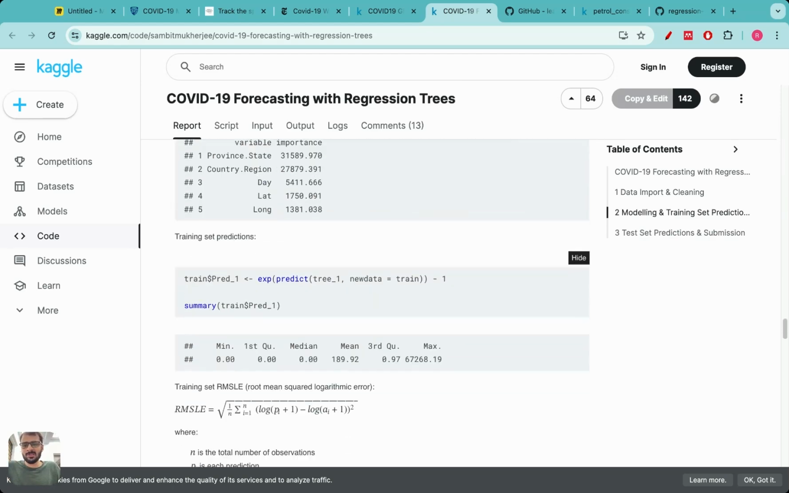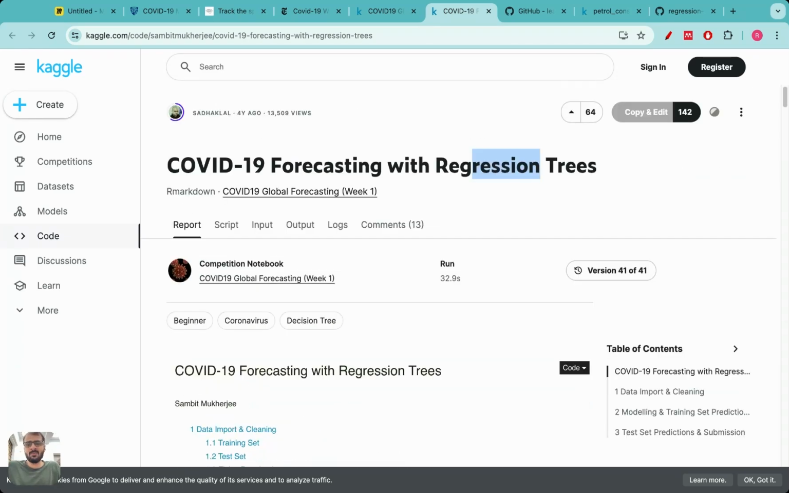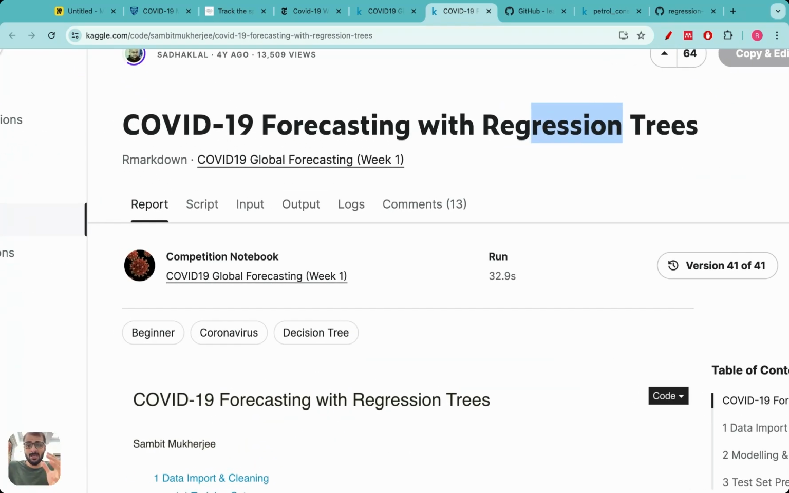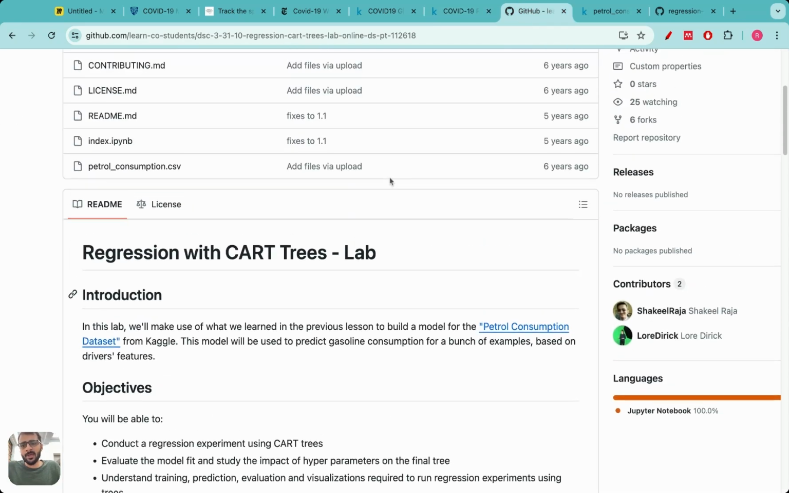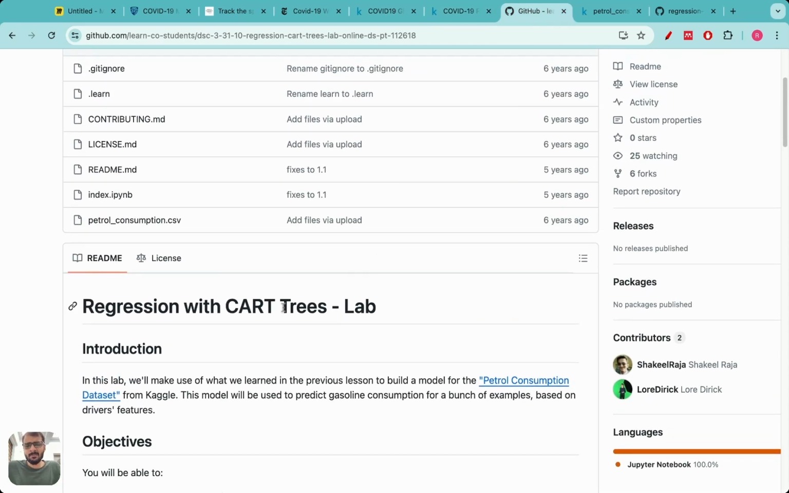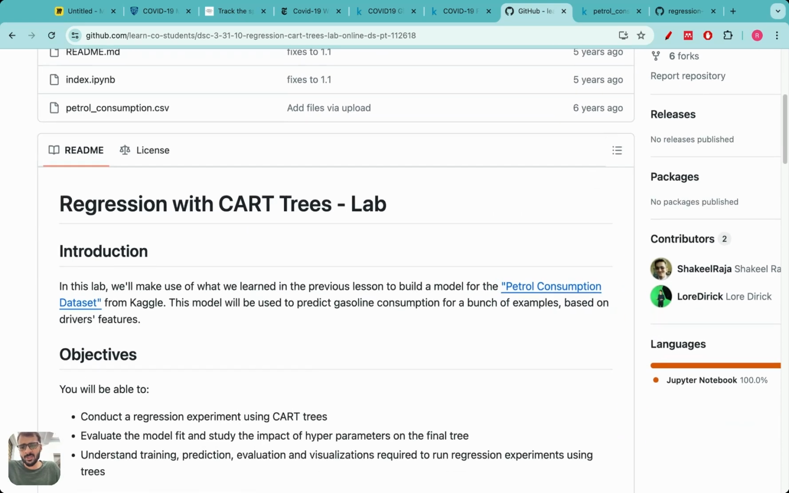But I just want to illustrate here that regression trees can be used to solve even impactful and real life problems like the COVID-19 pandemic. So what you are learning in this lecture will be extremely beneficial for you. Not just this problem, you will see that on GitHub and on Kaggle also there are a number of projects which have been done with regression trees.